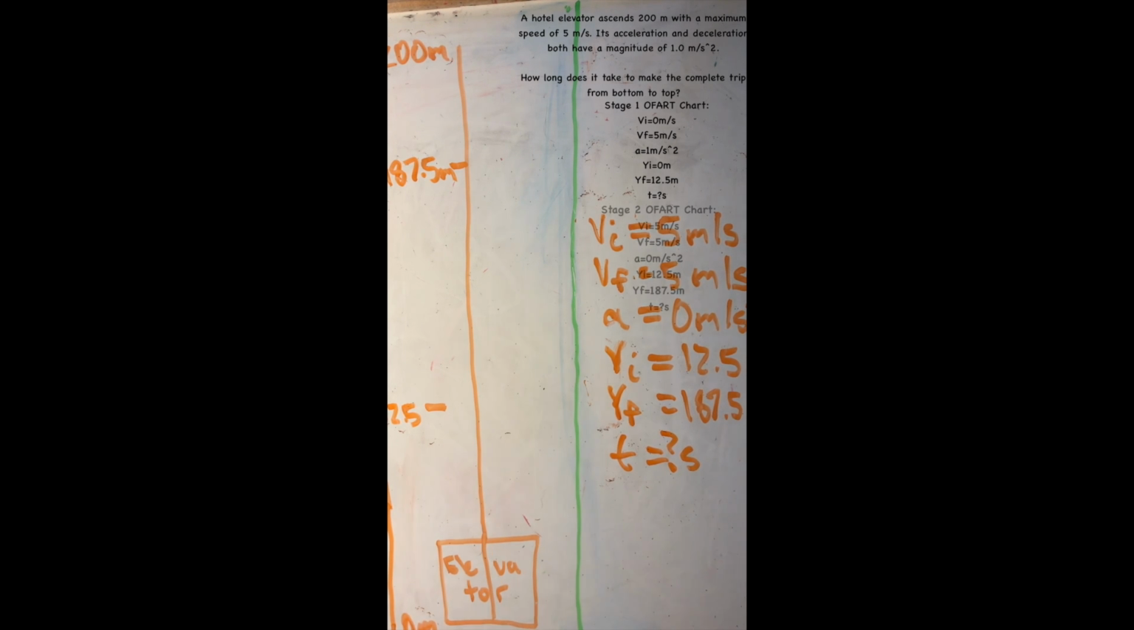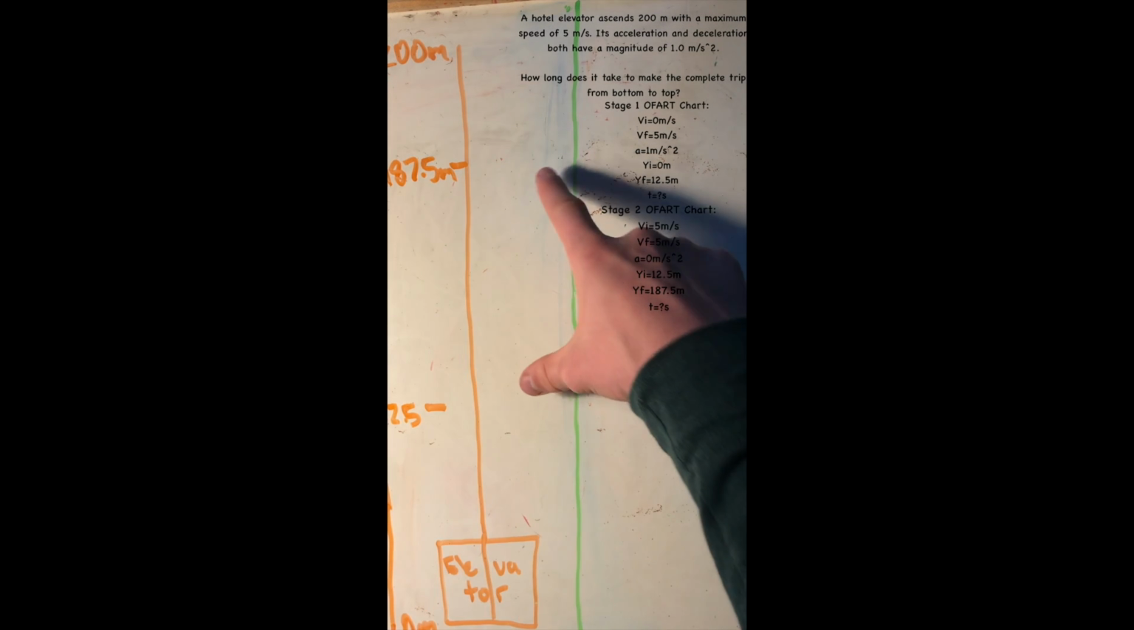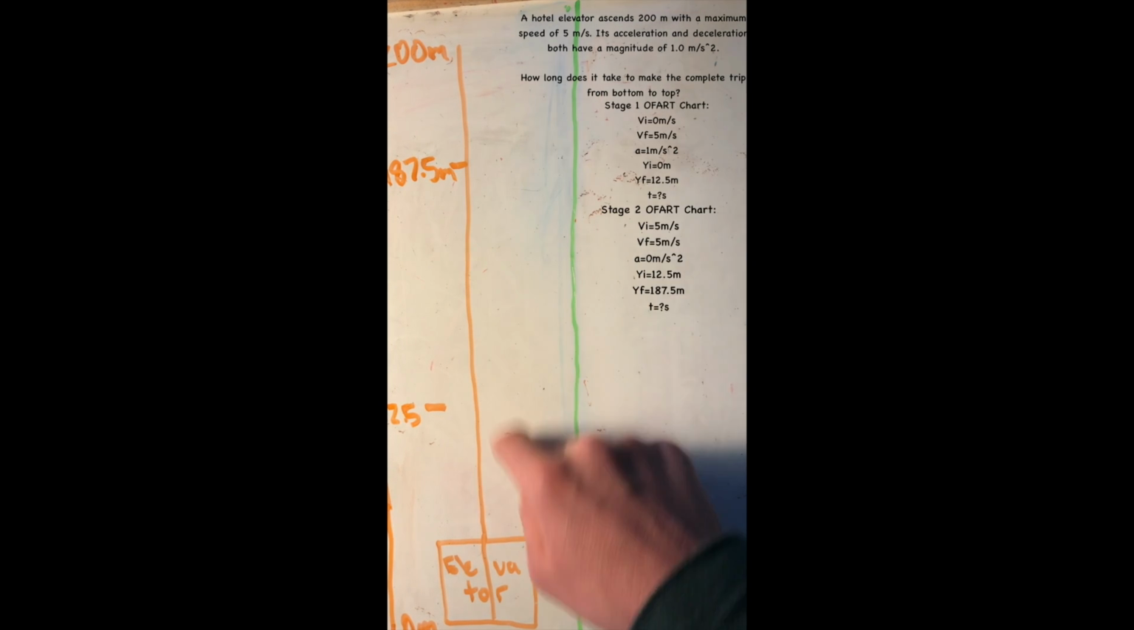We don't know that. Alright, now we have that second group OFART chart right up there, and we would ordinarily need to make a third group OFART chart for this distance. However, because these two have the same exact acceleration and starting and ending velocities, they actually have the same exact time. So whatever time we find for this value, we're going to double that and then add it to this one, because these two, the times are exactly the same.